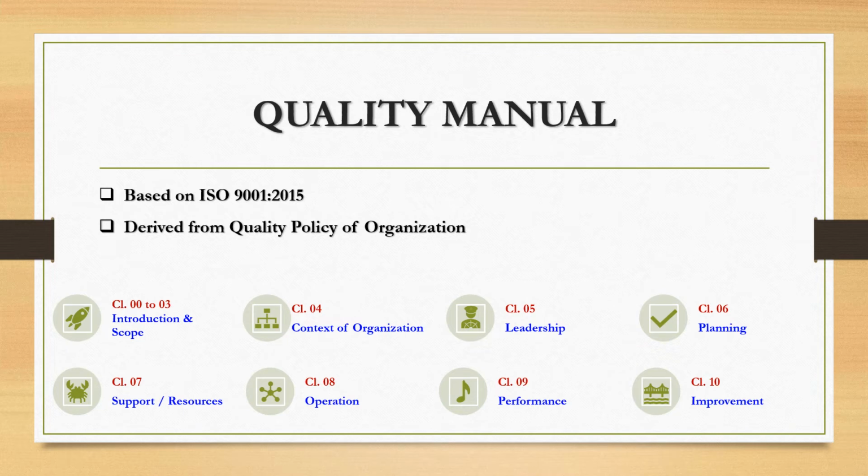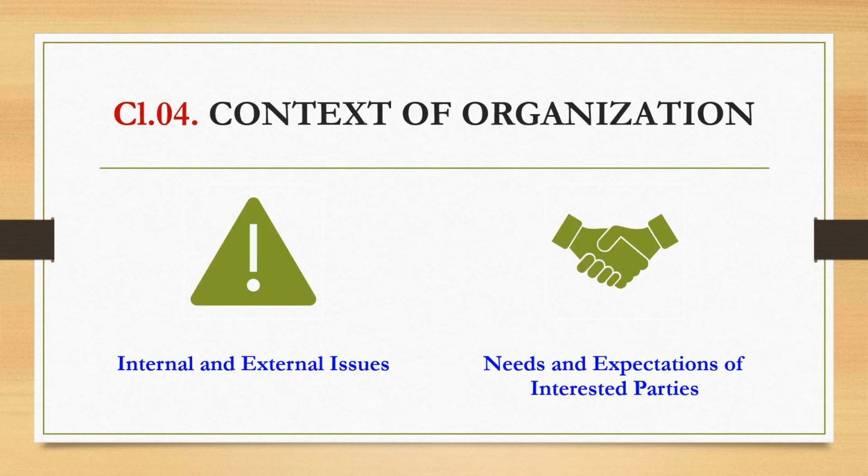Quality manual. I already said our quality manual is completely based on ISO 9001 2015. It is derived from quality policy of our organization. It also has 10 clauses as same given in ISO 9001 2015. Clause 4. Context of organization. As it is a plan stage, we need to identify internal and external issues of organization and needs and expectation of interested parties.